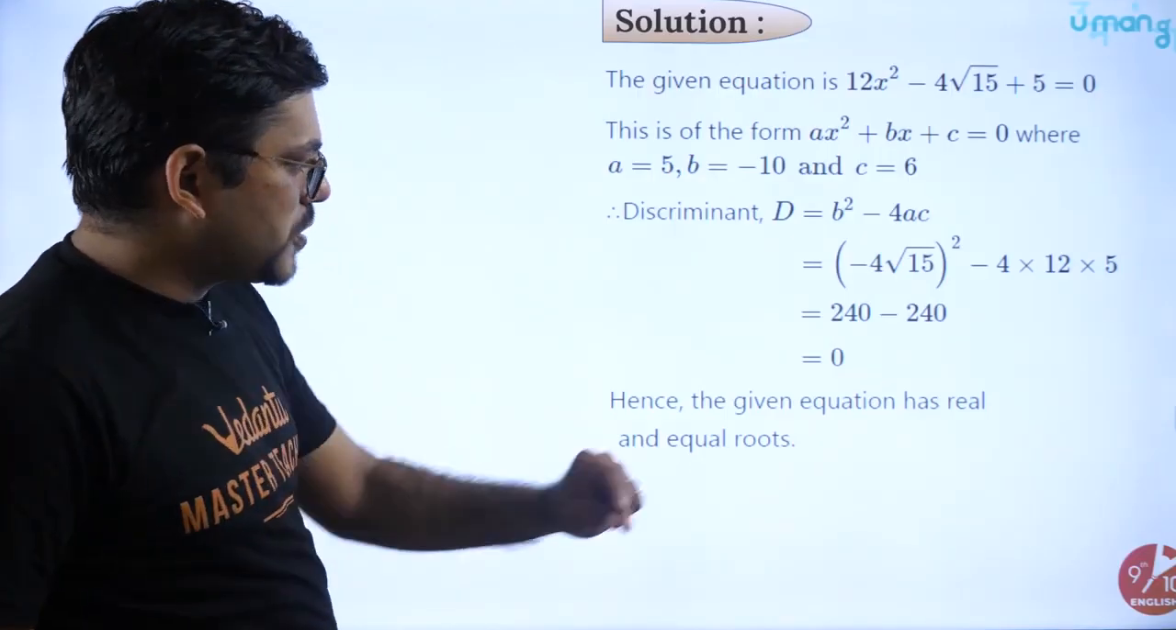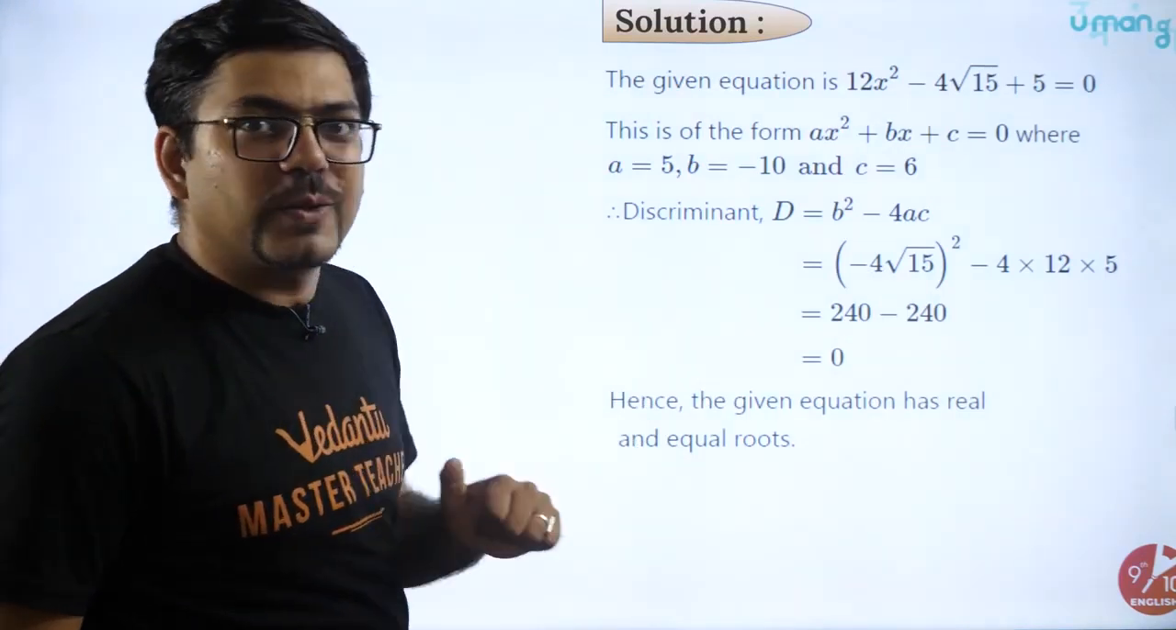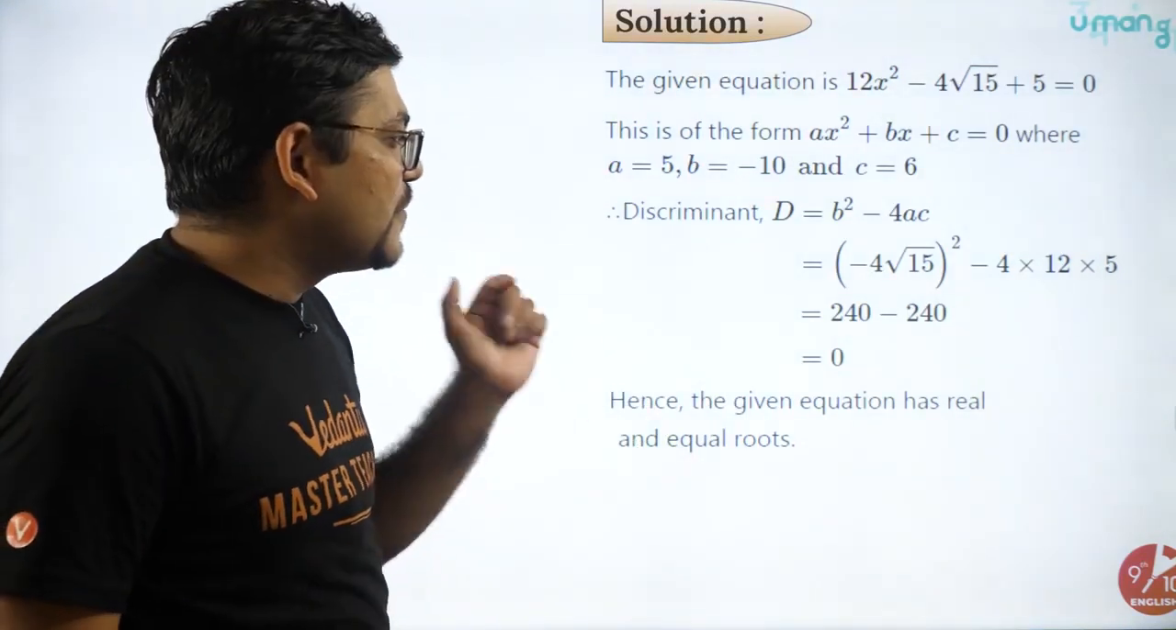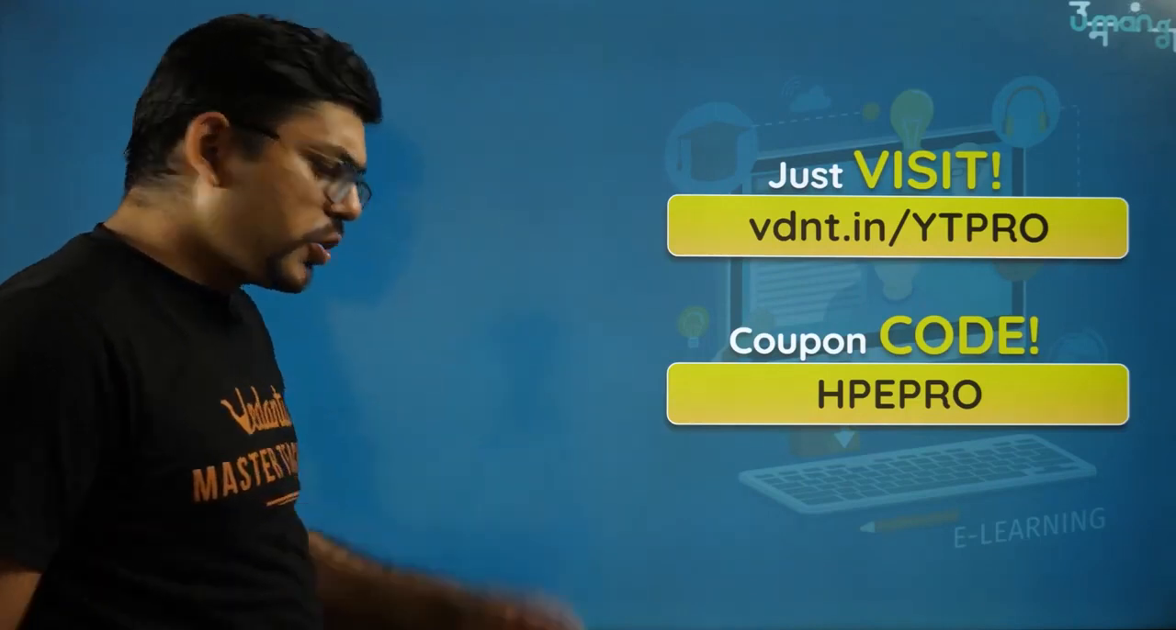Chalo, let me show you the solution also. D equals to 0. We got real and equal 0. Okay? Chalo, fine. Let's move on. Here we go.